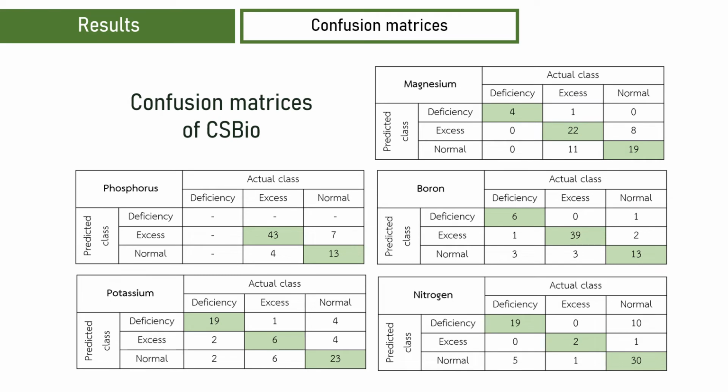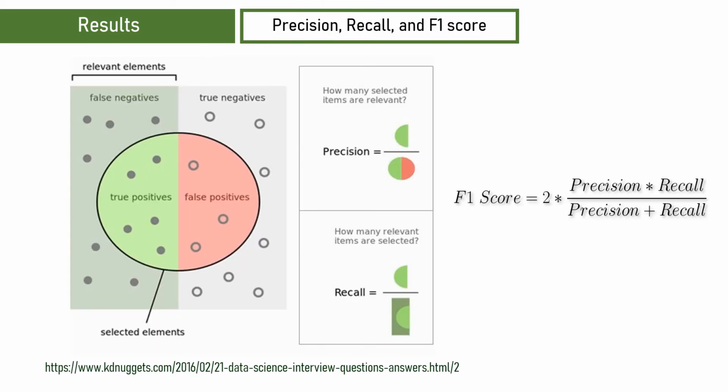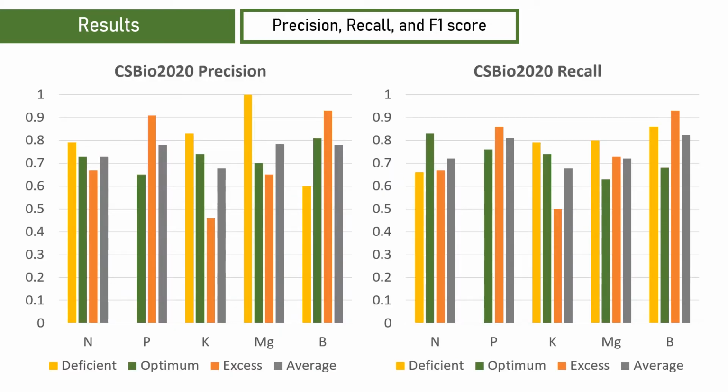Here are confusion matrix examples of CS-BIO from the testing step of 5 models, and from these confusion matrices, we can calculate 3 values including precision, recall, and F1 score to determine the efficiency of classification. These graphs indicate the precision and recall of CS-BIO models. It can be seen that the excess potassium is the lowest in both precision and recall.